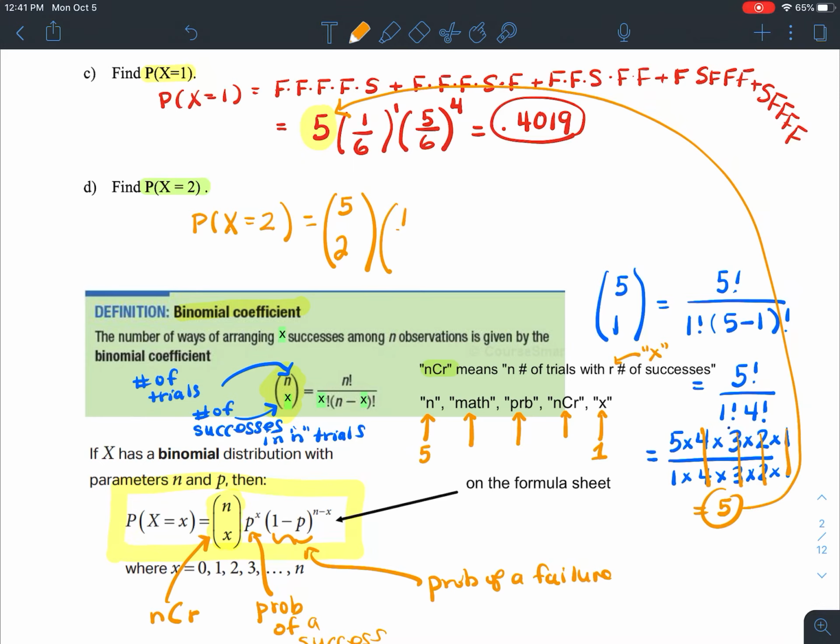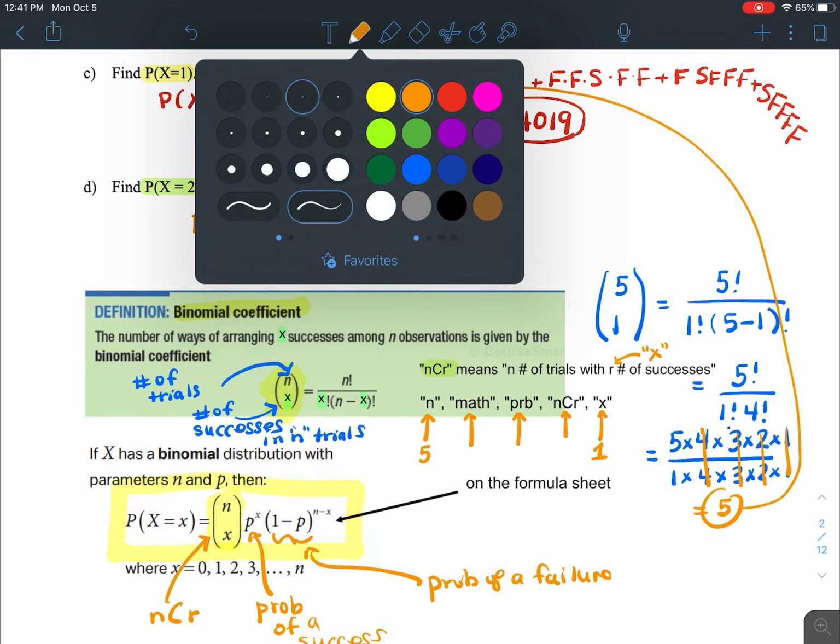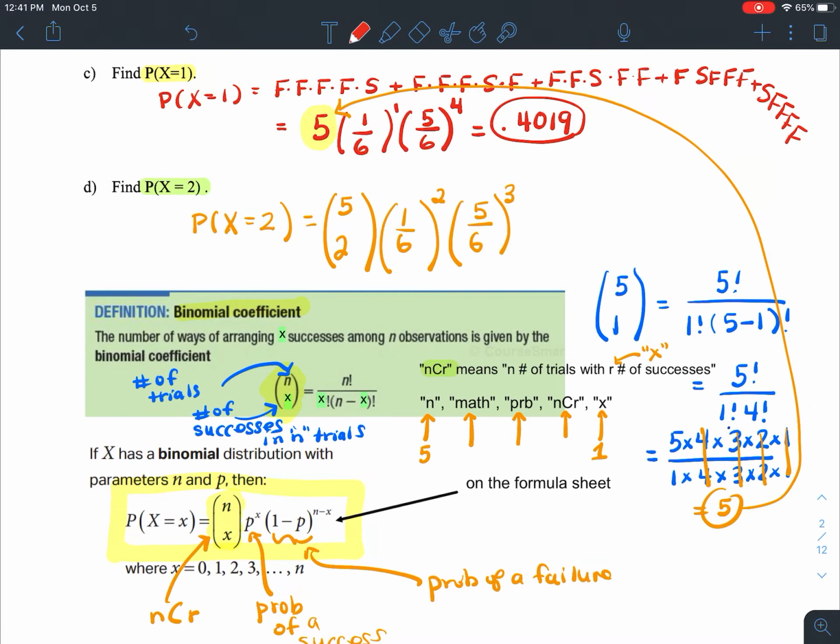So I'm going to fill in 1/6 here for the probability of a success. This time I want 2 successes and I want 3 failures. Now for this part I should definitely do nCr on the calculator. If I do that, I discover that there were actually 10 different combinations for me to have 2 successes and 3 failures, and that comes out to a 16.08% chance there.